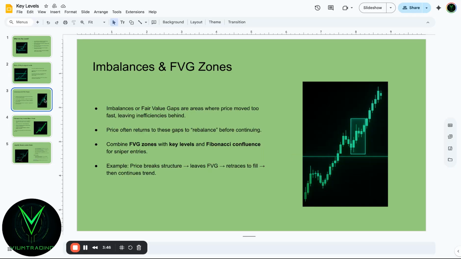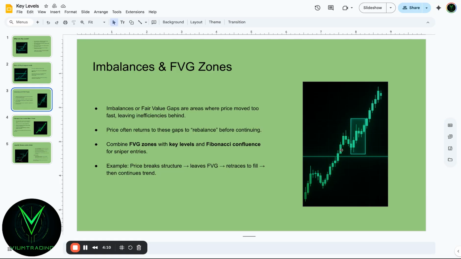Other levels that are good are imbalance or fair value gap zones. You can see here this is a fair value gap zone. The market came down and hit it. So if the market pushed up like that, a lot of traders think, damn, I missed the trade, let me wait for a retracement. And they see this fair value gap in here. Remember, a fair value gap is three candles.